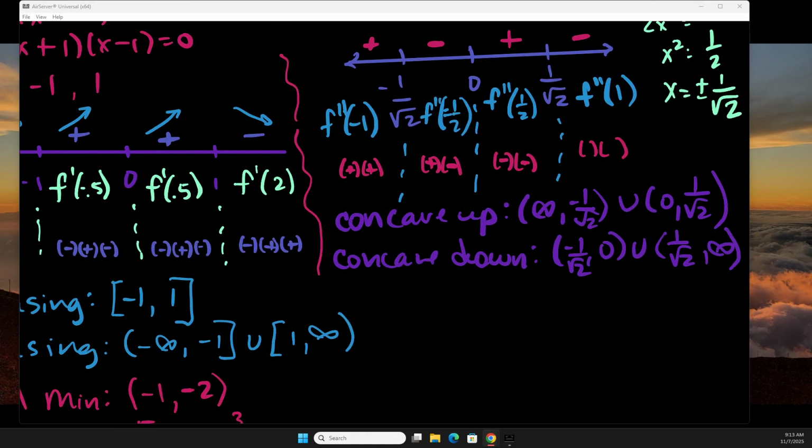Wait, should it be negative infinity on concave up? It should be, thank you. Okay, so the only points that are changing concavity should be the infinities, positive and negative, 1 over square root of 2, and 0. So I think I have it right now.